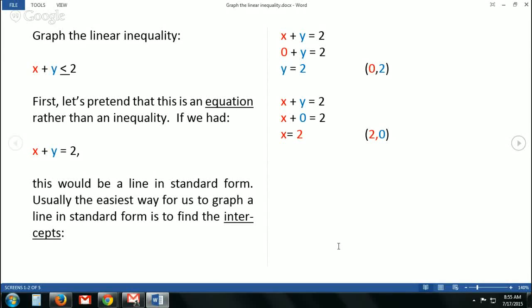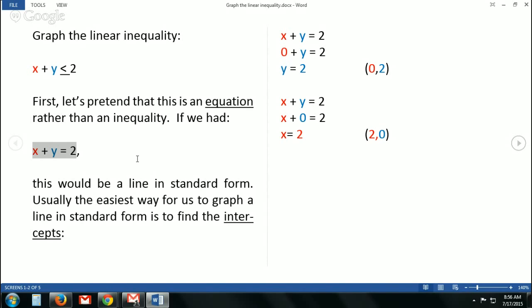Here we've been given a linear inequality in two variables, and we're trying to find the solution for it by graphing it. Well, first, let's pretend that this is just an equation rather than an inequality. If we had x plus y equals 2, that would be a line in standard form. It's a line because the highest exponent is a 1, a degree of 1, and it's in standard form since the variables are together on one side, alphabetical order, positive leading coefficient, and no fractions.